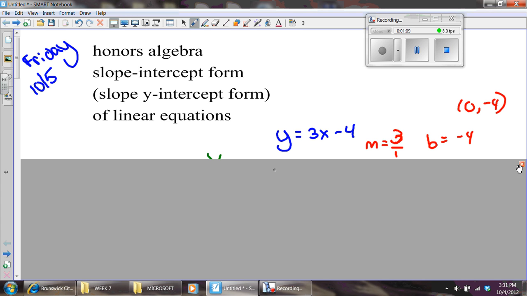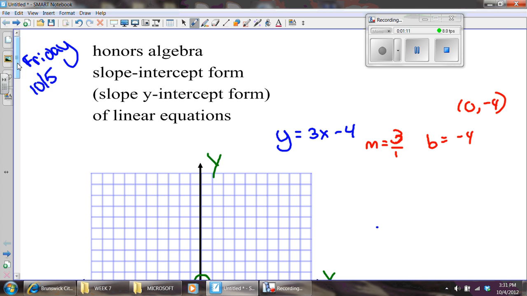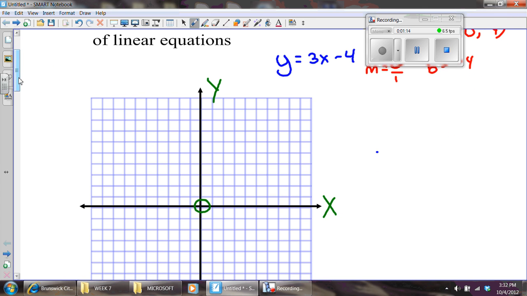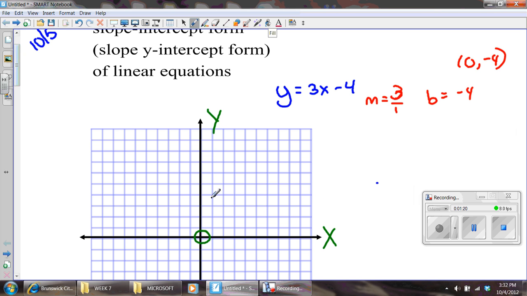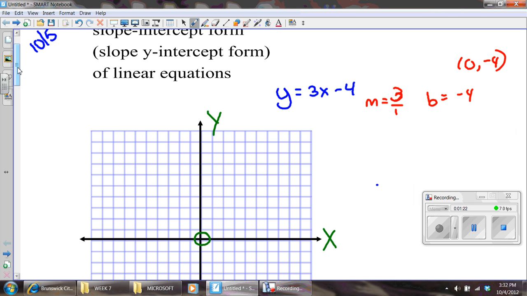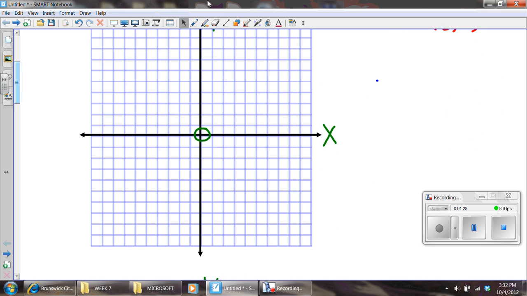Remember, when I graph, I begin with b, the y-intercept. That's why they use a b in the formula, I think. I don't know, maybe. All right, so I'm going to plot the point (0, -4). Where is (0, -4)? All right, here we go. I'm going to go 1, 2, 3, 4 in the negative y direction. And there we go. I have a point right there.